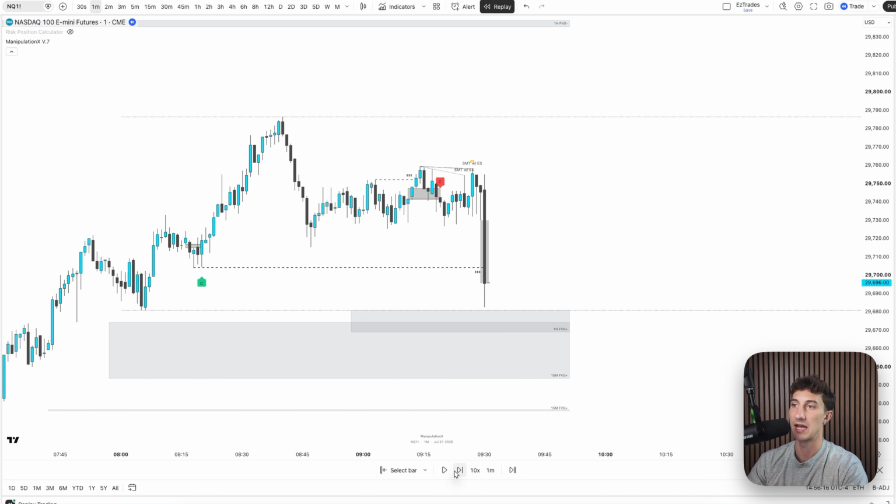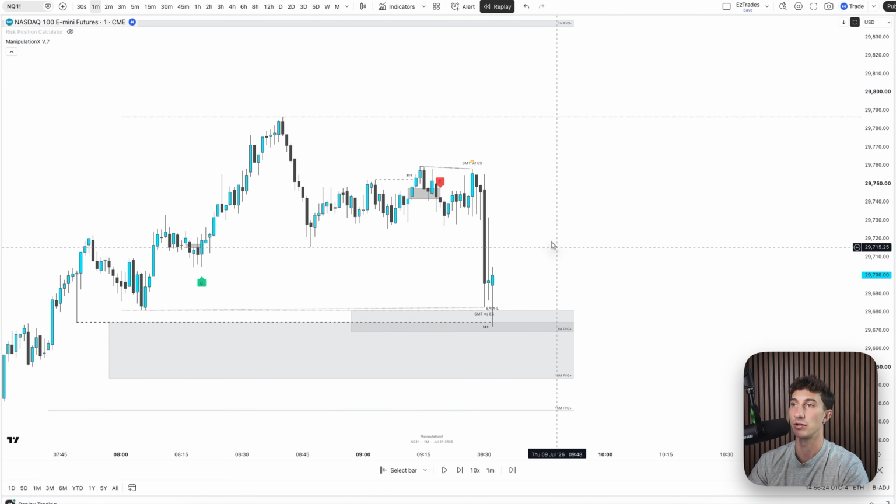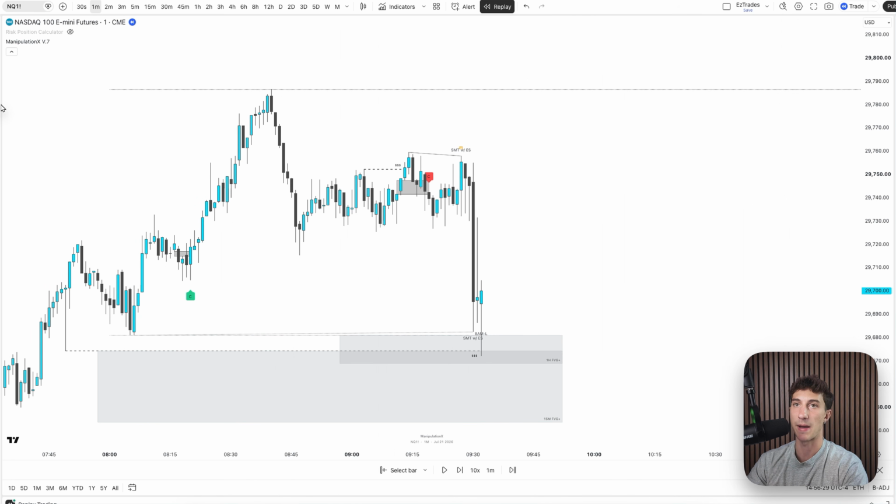Market ends up opening, manipulates lower. You can see it ends up sweeping that 8 a.m. low, tapping into that bullish fair value gap. Now, what do you guys notice about this move down right here? Okay, there is no bearish fair value gap for us to take an inversion, and we're on a 1 minute time frame. This is when I will drop down to a 30-second.